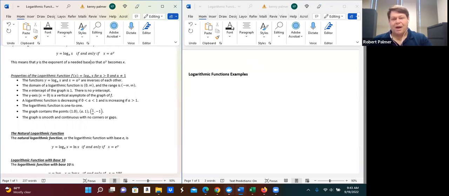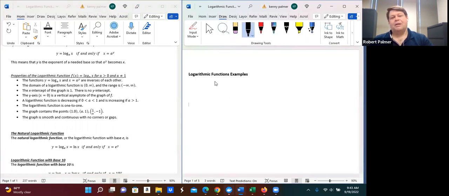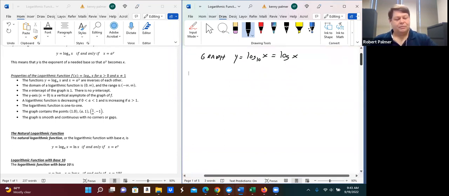So first, let's graph a logarithmic function. We'll probably graph both of these. Let's do y equals log base 10 of x, which is also usually just called log, or log of x. So for that, I'm going to use a grid.